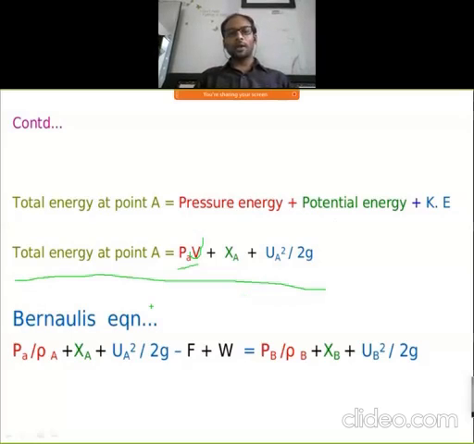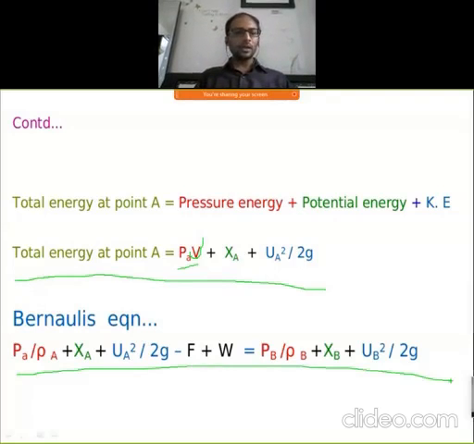As we know, when we are dealing with the flow of fluid, total energy should be constant at any point. So at point A and point B, this total energy should be constant. So your equation should be what? This one: PA divided by rho A, that is the pressure at point A divided by the density at point A.